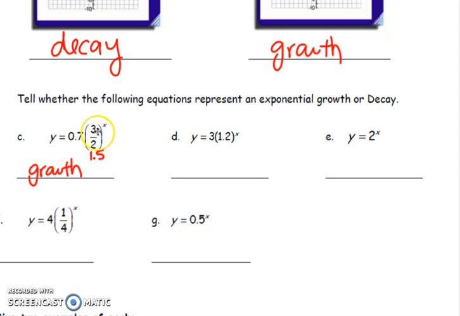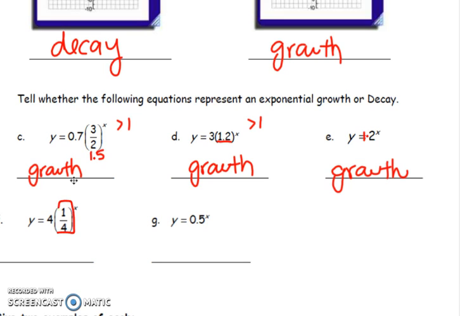Just because you see a fraction doesn't mean you can say, hey, it's decay because it's a fraction. You have to make sure that fraction is bigger than 1 to be growth. Same thing over here, 1.2 is bigger than 1, so that is going to be growth. Same thing over there, greater than 1. If there is no number in parentheses, that means you have an assumed initial value of 1. So your growth factor is still a 2, and that is going to be an exponential growth function because 2 is bigger than 1.